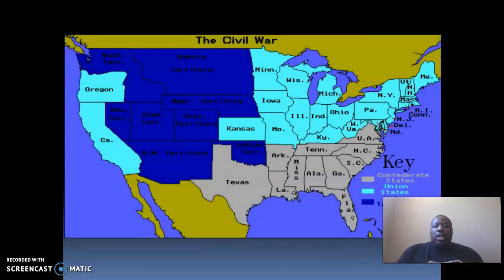So again, here you have the breakdown of what the Confederate States and the Union States looked like, and then you also see the Union territory. Now, mind you, many of those places had not yet gained statehood, and so they're just simply territories of the Union.